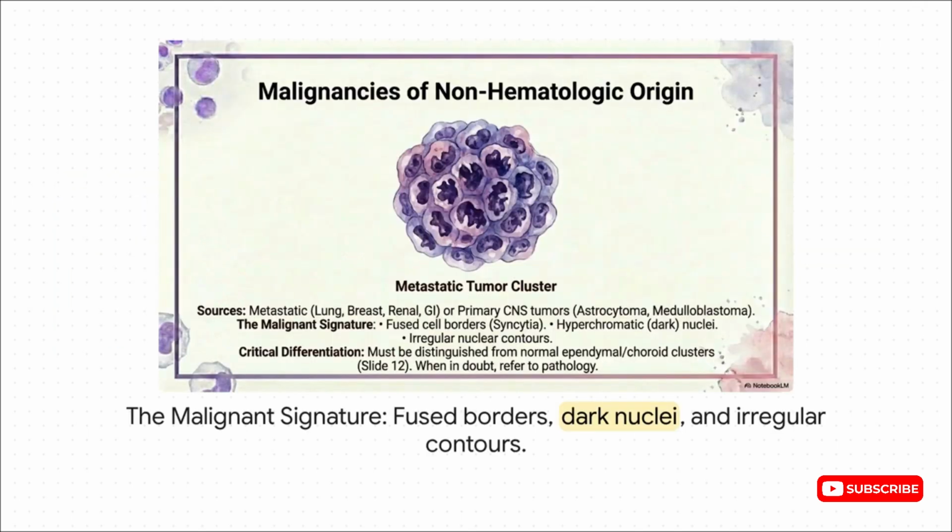Now, it's not just blood cancers we have to worry about. We also find malignancies that are non-hematologic. These are typically metastatic tumor clusters that have traveled from a cancer somewhere else in the body, think lung, breast, or GI tract, or from a primary brain tumor. These clusters have what we call a malignant signature. There are 3 things to look for. 1, they have fused cell borders creating a syncytia. 2, the nuclei are hyperchromatic, which just means they're very, very dark. And 3, they have irregular nuclear contours. The absolute critical skill here is telling these apart from those benign clusters we looked at earlier. And remember, if you are ever in doubt, that sample needs to be sent to pathology for confirmation.